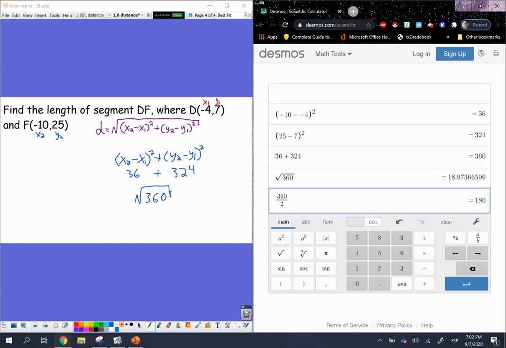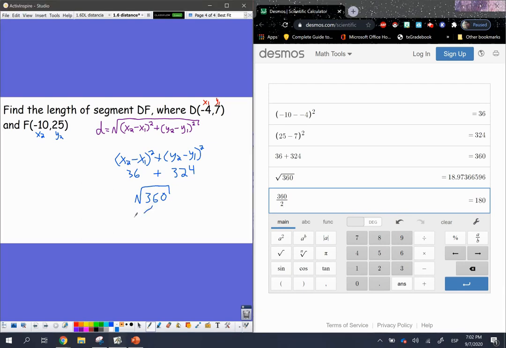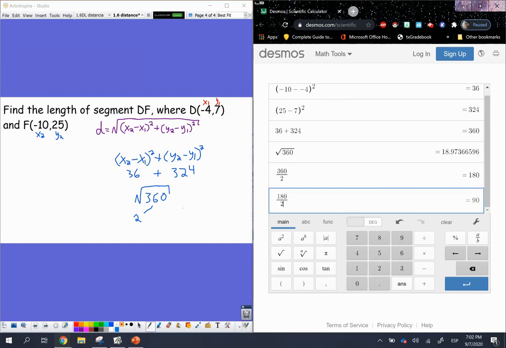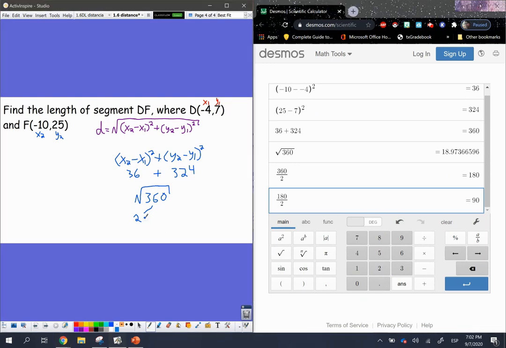So just to show you what I'm doing, I want to put some branches here, and I want to put a 2 because I know that 2 is a factor. So that gives me 180. So now I'm going to try to divide 180 by 2. And I get 90. So I know that 2 is another factor. So I'll put it on the list here.